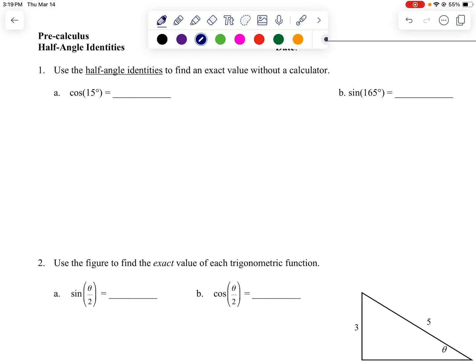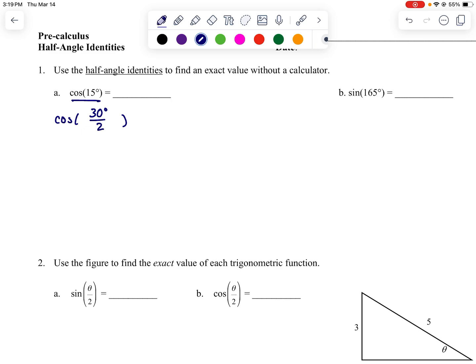Let's say you wanted to find the cosine of 15 degrees. Up until now, we learned that you could do 45 minus 30, so you could use a difference formula. But we're going to look at it today using a half angle formula. Another way to do this would be to say that's 30 degrees divided by 2. That's another way to get 15.